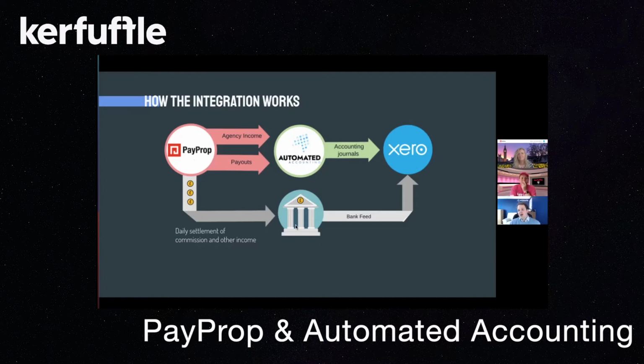And then on Xero, for those of you who don't have Xero, you can have a bank feed that basically downloads your bank transactions on a daily basis and puts that into the software. So every statement line on your bank statement will come in as a separate transaction. And then what my software does is it pulls this information out of PayProp, so the agency income and the payouts, puts it through my software, and then I'm creating accounting journals in Xero to balance out the payments that are coming into Xero.